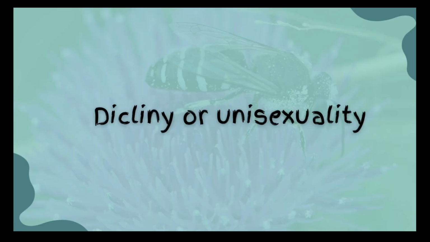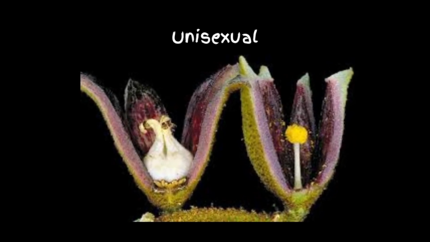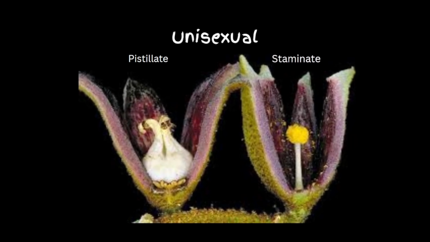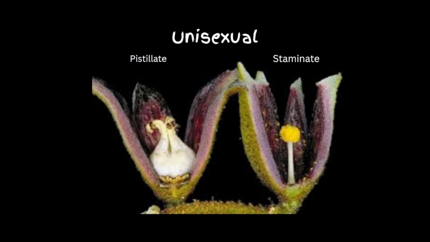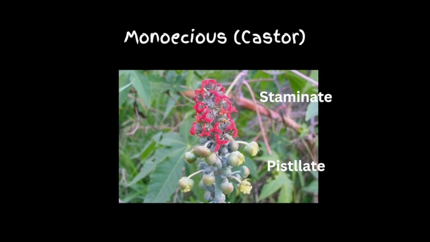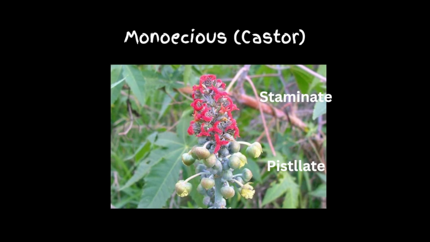Another device to prevent self-pollination is the production of unisexual flowers. Unisexual flowers are those that possess either male staminate or female pistillate reproductive organs, but not both within the same flower. If both the male and female flowers are present on the same plant, such as castor, it is monoecious. It prevents autogamy but not geitonogamy.